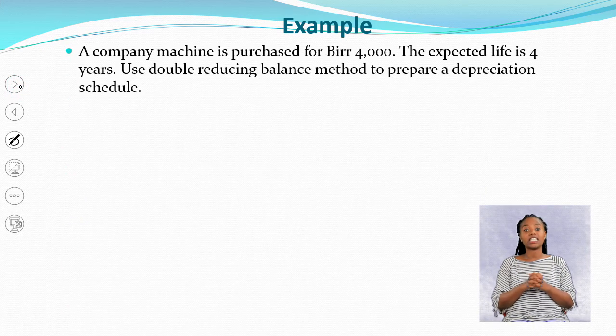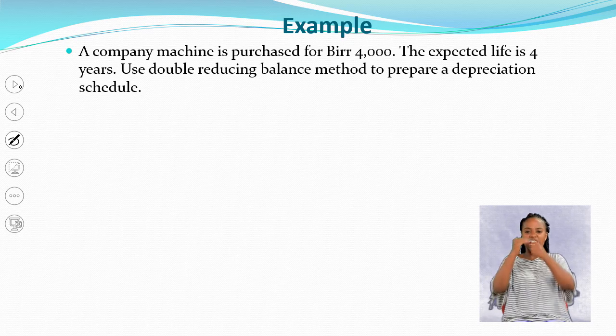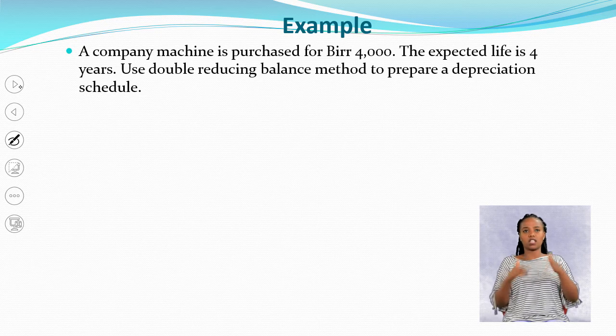A company machine is purchased for 4,000. The expected life is 4 years. Use the double reducing balance method to prepare a depreciation schedule.